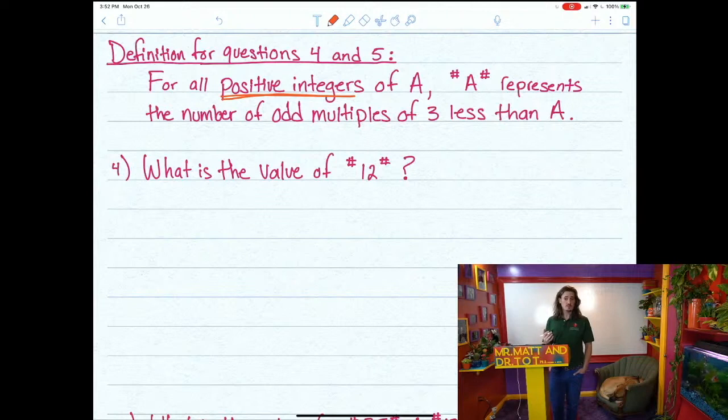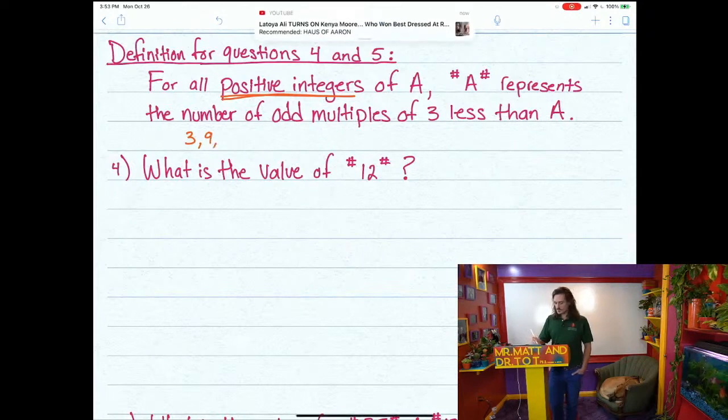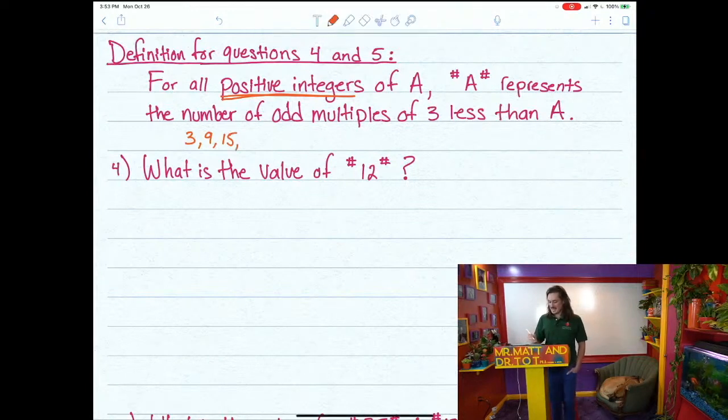So we're talking about multiples of 3, and not all multiples of 3, but the odd multiples of 3. So just start counting by 3. We have 3, then we have 6, but 6 is even, it's not odd, so we're not going to count it. Then we have 9, then we have 12, 12 is even, so don't count it. 15, then 18, but 18 is even, so we don't count it.